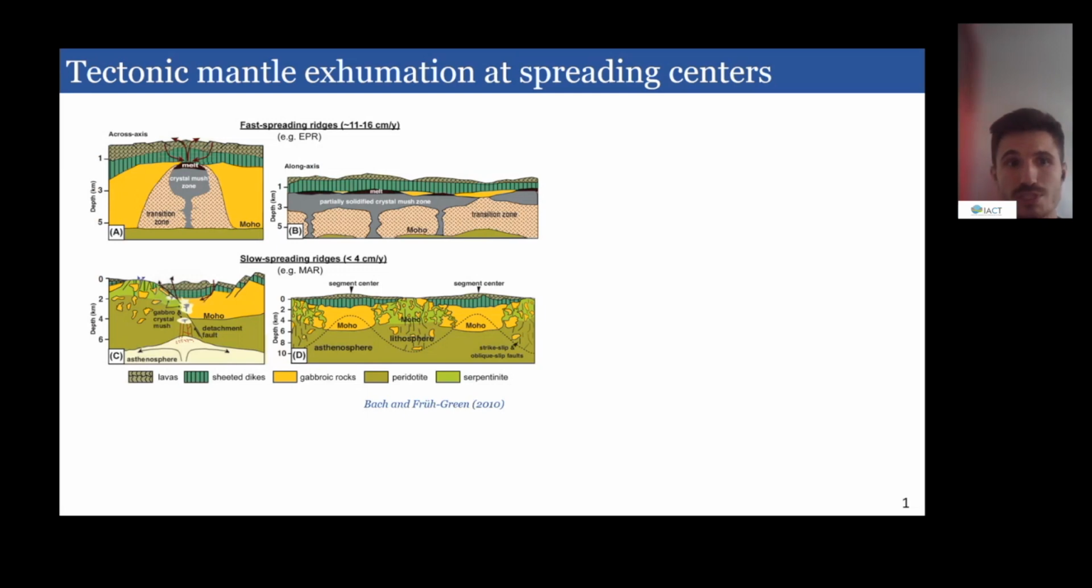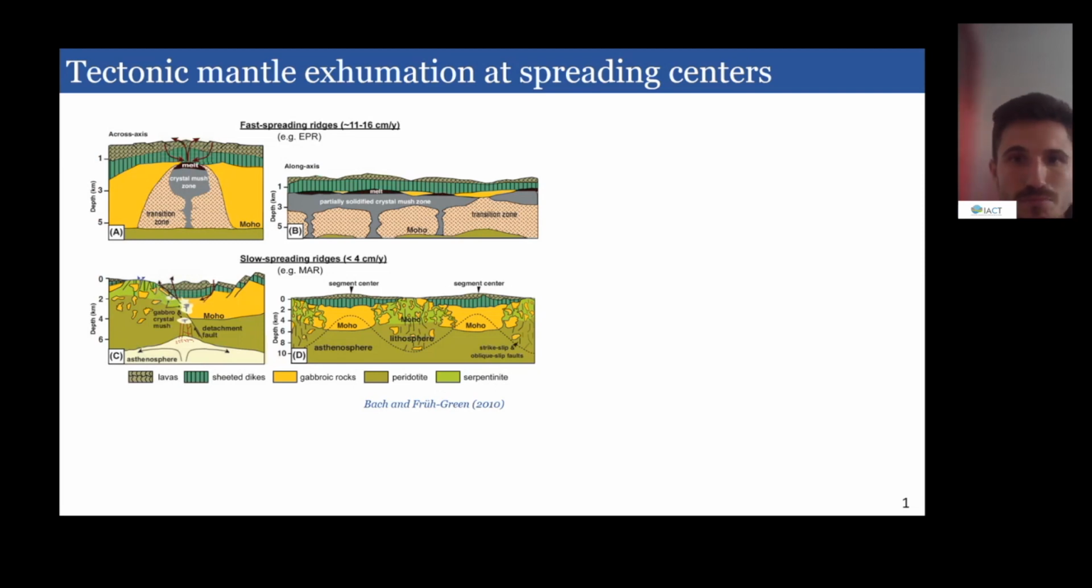slow spreading ridges, the magmatic budgets are locally insufficient to fully accommodate the lithospheric divergence. And so you have some tectonic processes that take over the relay of the lithospheric divergence, and this results in the exhumation of the deep lithospheric rocks, so basically mantle rocks and gabbroic intrusives.